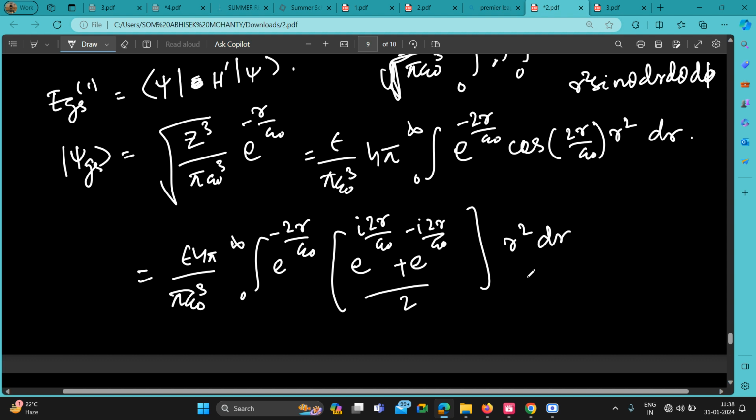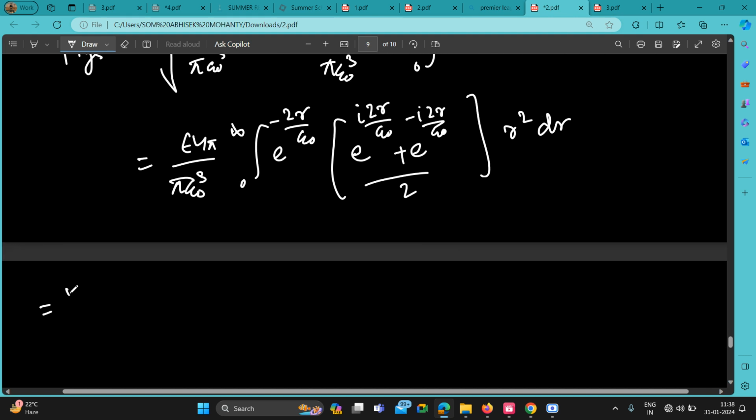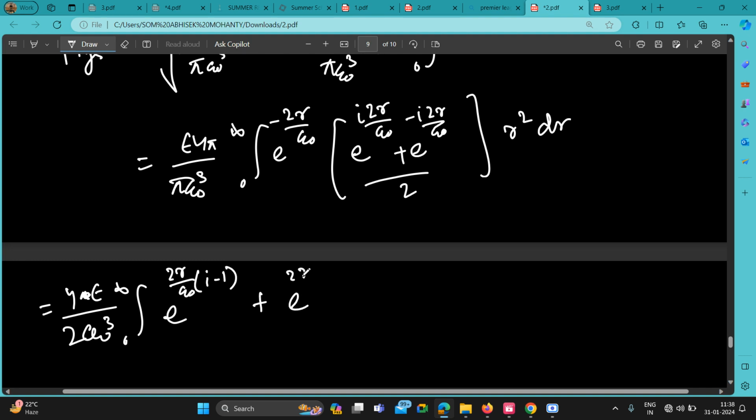So this integration will go a bit longer. 4 pi epsilon naught pi cancel, 4 epsilon by a naught cube, 0 to infinity, e to the power, the 2 also goes out, e to the power 2r by a naught (i minus 1) plus e to the power minus 2r by a naught (i plus 1), r square dr. Now it will be easy, 0 to infinity.